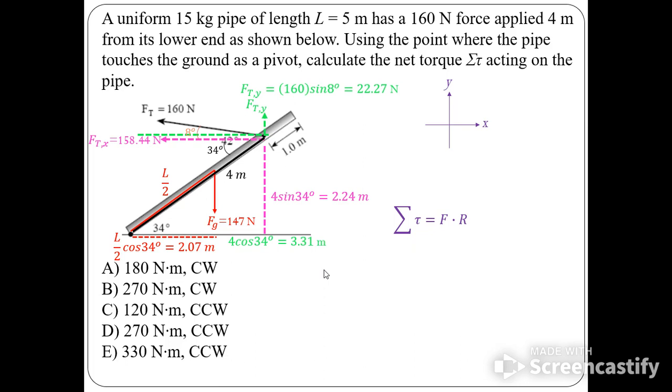Okay, and then from here you just have to identify what causes counterclockwise or clockwise torque. From my perspective, this F of ty is going to cause the pipe to rotate counterclockwise. In addition, if you pull the pipe towards the left using this horizontal component F of tx, it's also going to cause the pipe to rotate counterclockwise. However, if you cut the string, the weight of the beam will naturally cause the beam to rotate clockwise, aka falling down. So we have two force components that cause the system to rotate counterclockwise, and then we have the vector F of g causing it to rotate clockwise.